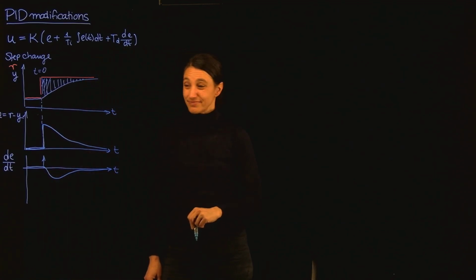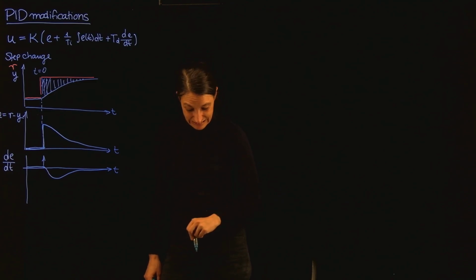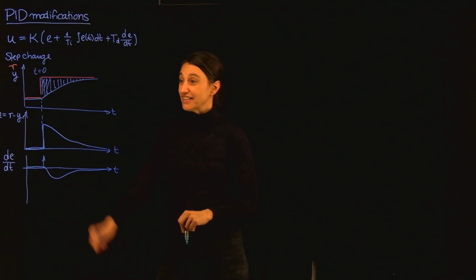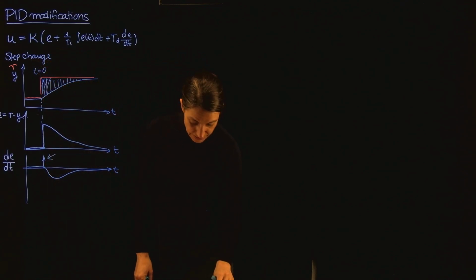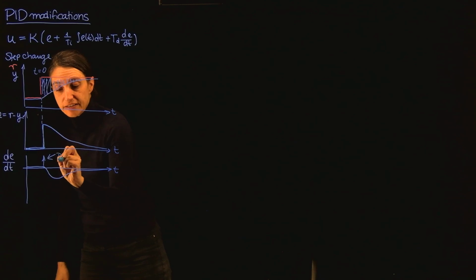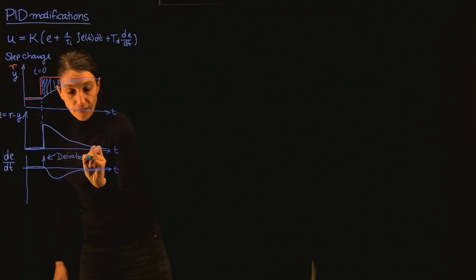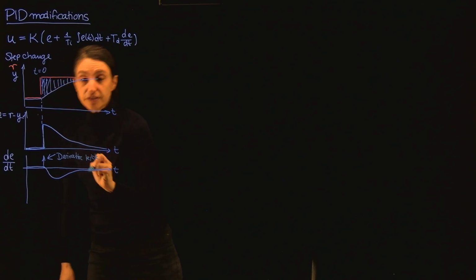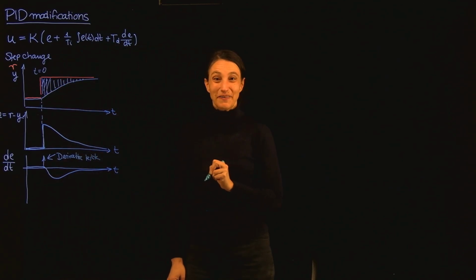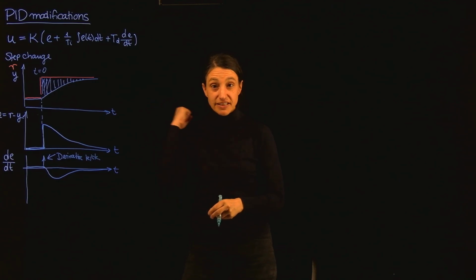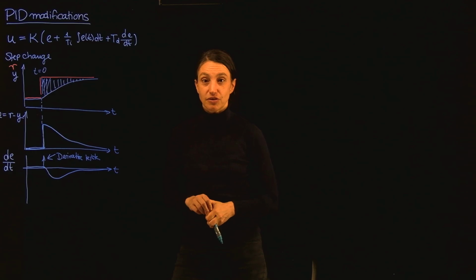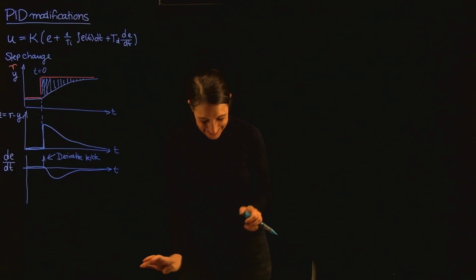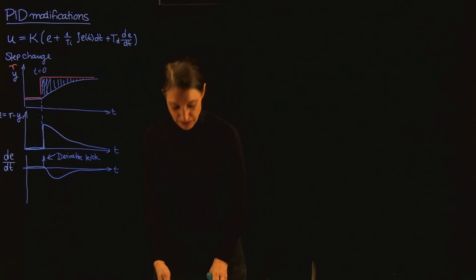Okay. So you can see that this bit here is very bad. This is what we call a derivative kick. This derivative kick will destroy your actuator in one go. It's going to give a big jump, a big signal onto your actuator, and your actuator, your valve or your motor, is going to go poof. So don't do that. And this is why we don't implement it like that.